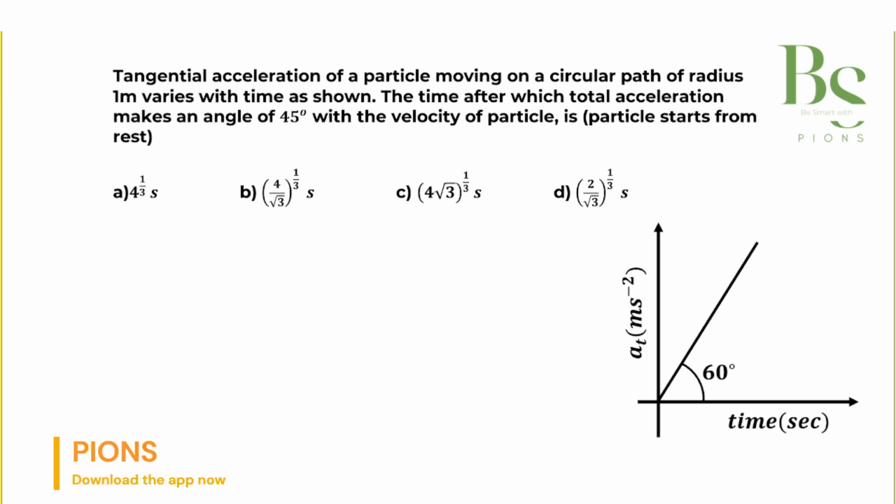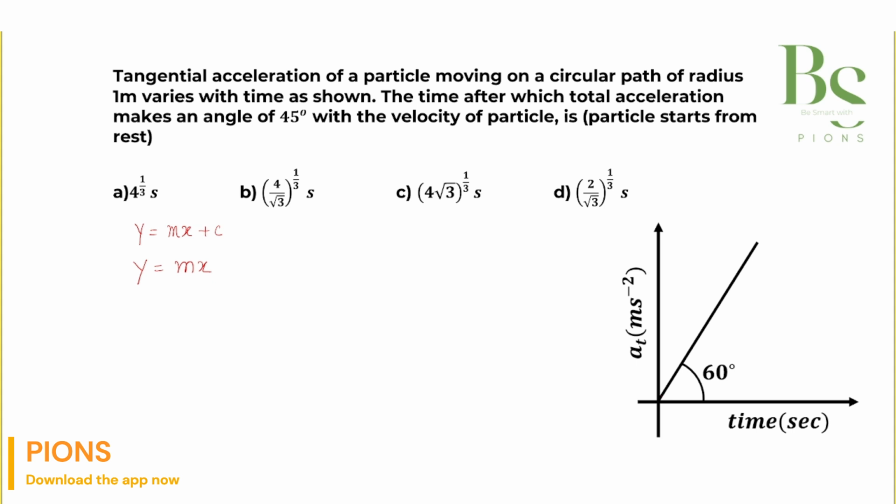If you are given an AT graph, let's see what we can understand from this straight line graph. If a straight line graph is there, then the equation satisfying it will be y equal to mx plus c. And since it is starting from the origin, the y intercept c will be 0, right? So, the equation will be y equal to mx, where y is the y coordinate, x is the x coordinate, and m is the slope of this curve.